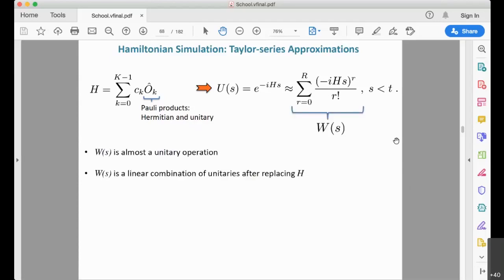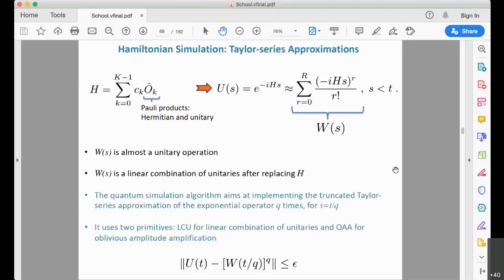So if the order R is large, then this operation here is almost a unitary operation, because it's going to be a very good approximation to U of S, which is unitary. And one thing that we can note here is that when I look at W of S, once I replace my Hamiltonian by the linear combination of Pauli products, which are unitary, this is a massive linear combination of unitary operations. So the algorithm that I will describe will attempt to implement such a linear combination of unitaries. That would be the algorithmic primitive that we'll use here.